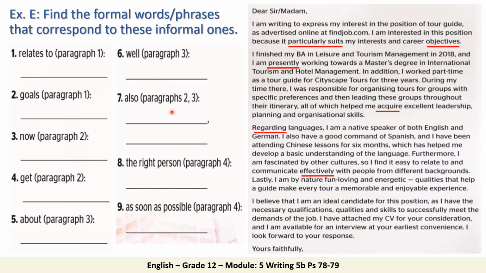"Also" in paragraphs 2 and 3 corresponds to "in addition" in paragraph 2 and "furthermore" in paragraph 3. Instead of using the informal phrase "the right person," we can use "the ideal candidate," and instead of using "as soon as possible" in paragraph 4, we can use "at your earliest convenience." Okay?